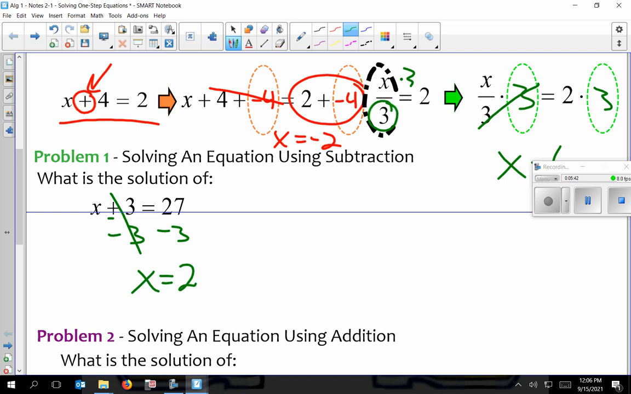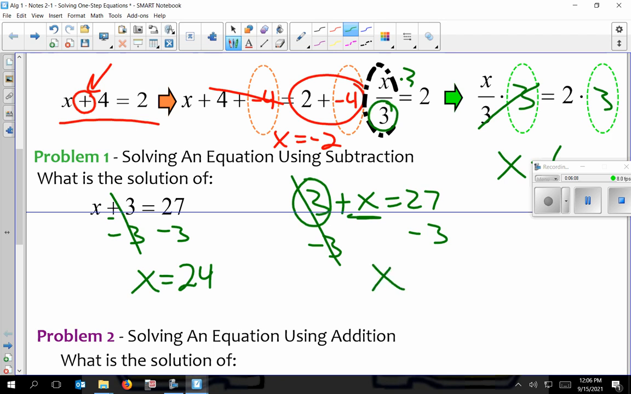Okay. And just for kicks, I'm going to do this one like I was doing before. I'm turning it around. To undo this is really to isolate the x or the variable, whatever it might be. Look at the sign of that number. It's positive, so to undo it, I'm going to subtract. But I have to make sure I do it to both sides. This is going to go away. You're left with x. 27 minus 3 is 24. I get the same answer. Okay.